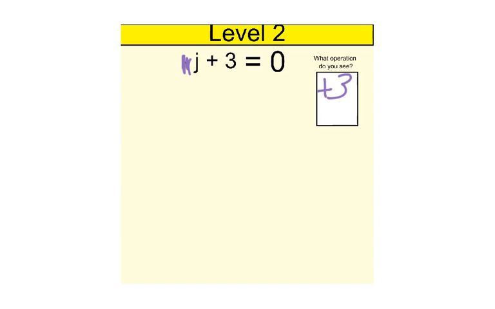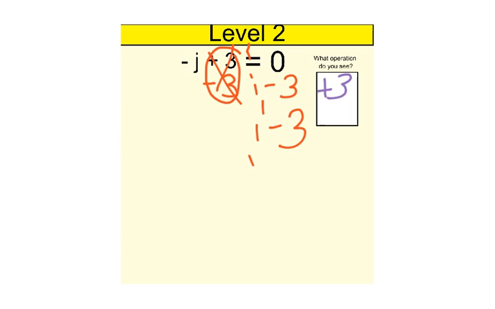So let's go ahead and put in our little force field here. What is the opposite of plus 3? Okay, it's minus 3. So I'm going to subtract 3 from both sides. Well, what is 3 minus 3? You're right, it's 0, so I can cross that out. And then over here I have 0 minus 3. What is that? Negative 3. Now, I am going to erase that negative there.